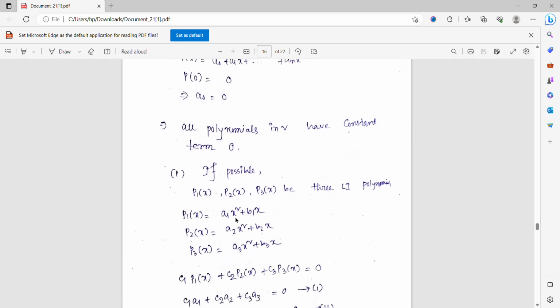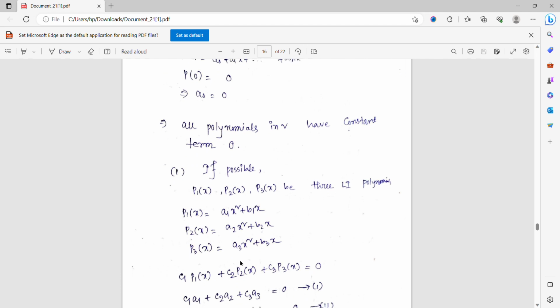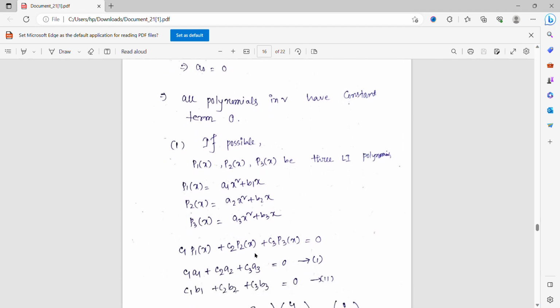Okay. So now if possible, let p1(x), p2(x), p3(x) be three linearly independent polynomials of degree 2. Then p1(x) is basically a1 x square plus b1 x because p1(x) is also in V. I know that all the polynomials in V have constant term 0, right? So p1(x) looks like a1 x square plus b1 x, p2(x) is a2 x square plus b2 x, p3(x) is a3 x square plus b3 x. So say c1 p1(x) plus c2 p2(x) plus c3 p3(x) equal to 0. Then if I compare the coefficient of x square on both sides, I get c1 a1 plus c2 a2 plus c3 a3 equal to 0.